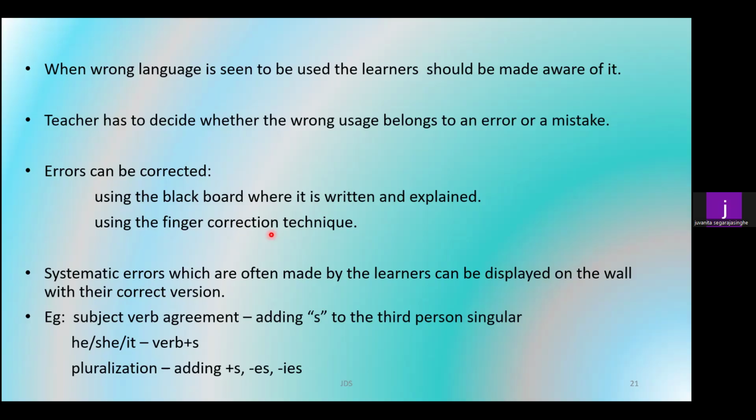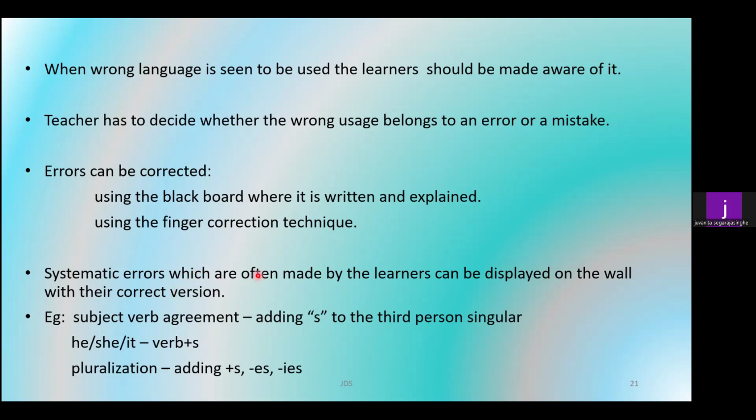You better Google it up on YouTube, you will find the finger correction techniques. You have to observe it and learn, right? So search for it and try to figure out what it is all about. So either on the blackboard or in a very informal way, finger corrections can be done, indicating the mistake using the fingers.